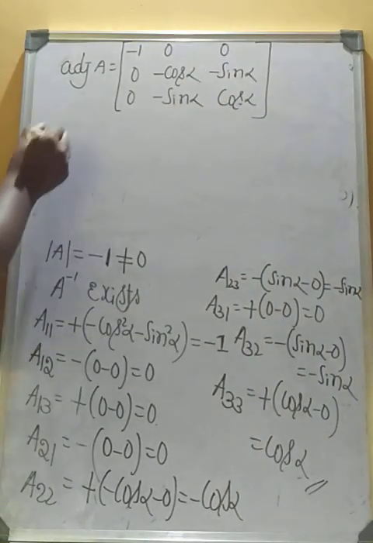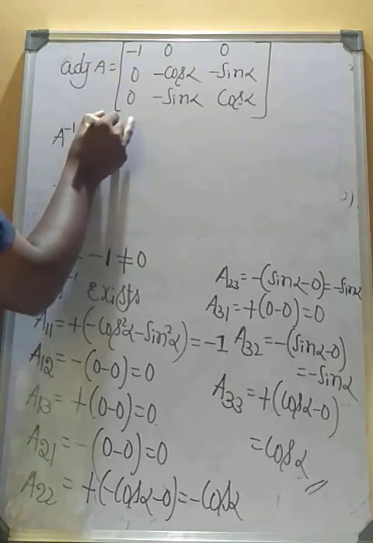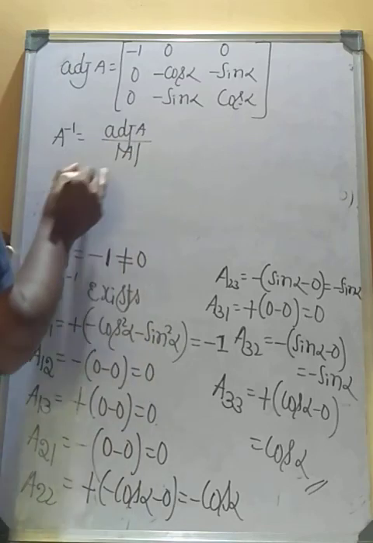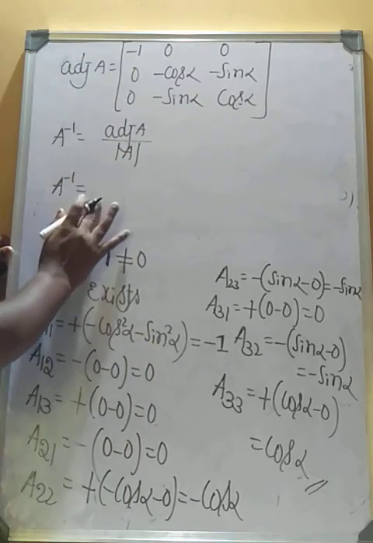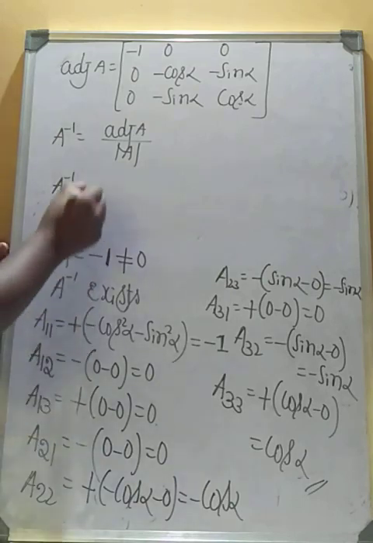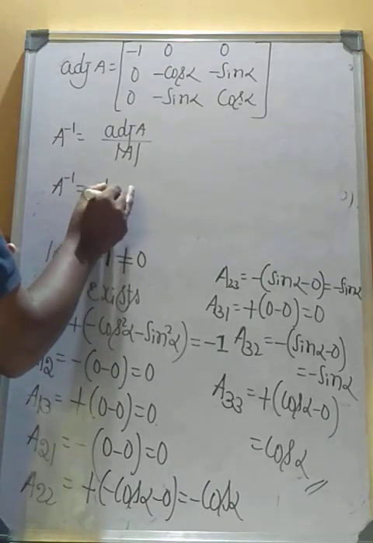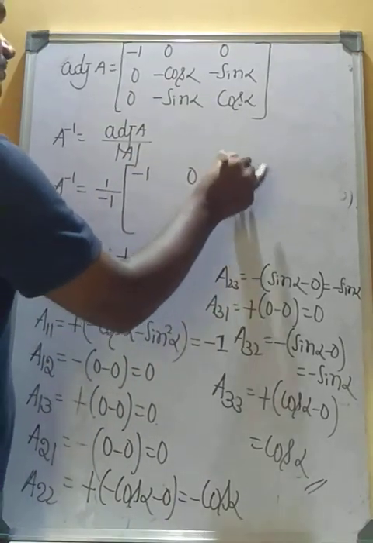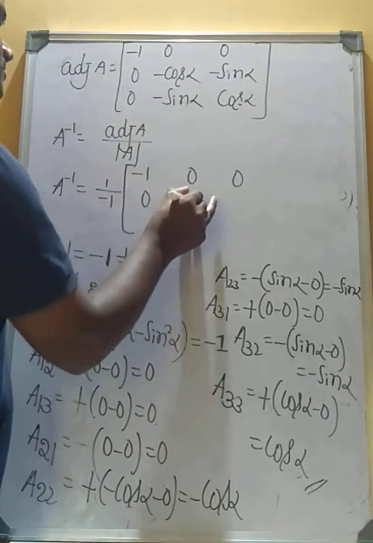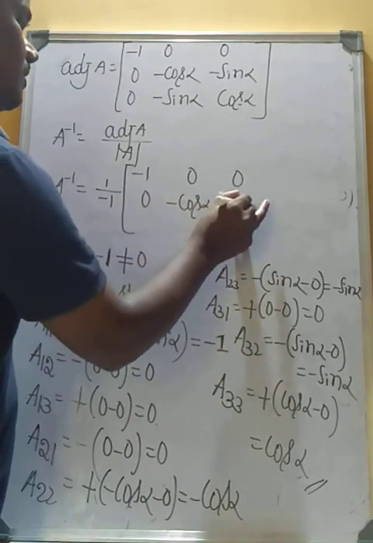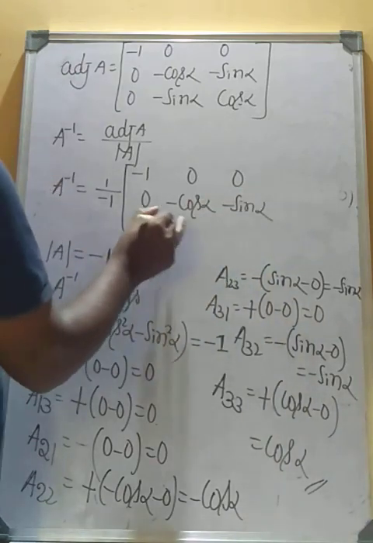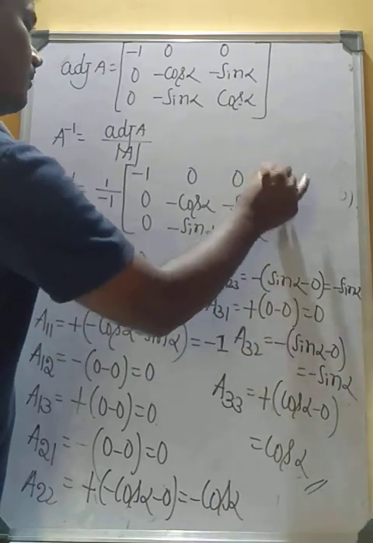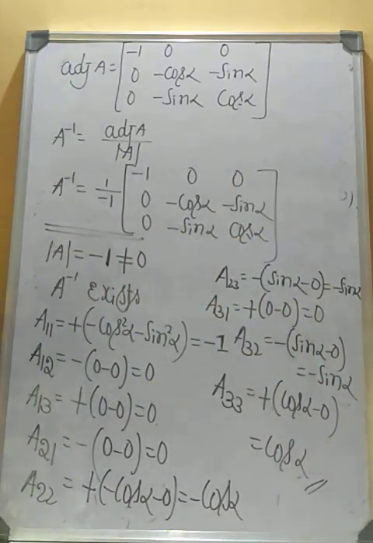So adjoint A, therefore A inverse is equal to adjoint A divided by determinant of A. Therefore A inverse is equal to adjoint A, that is 1 divided by minus 1 into minus 1 0 0, 0 minus cos alpha minus sin alpha, 0 minus sin alpha cos alpha. So this is the inverse of matrix A.